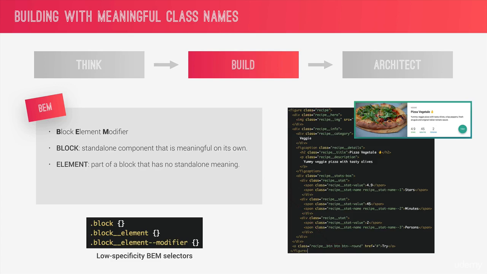Next, an element is a part of a block that has no meaning on its own. So in our example, that could be the info panel or the stats box. But there are lots of other elements there.